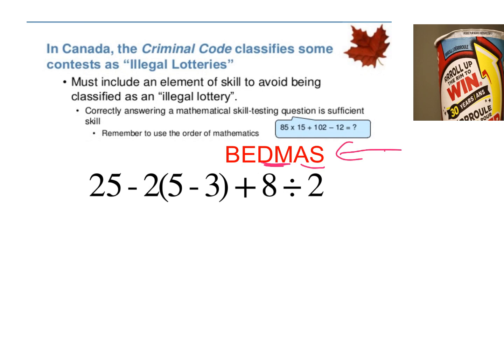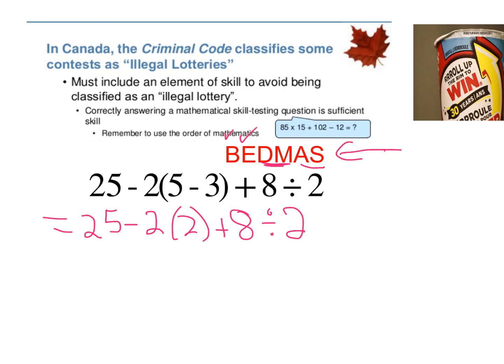So in this question, we have 25 minus 2 times the bracket. And we're going to do the bracket first, so 5 minus 3 is 2. It's really important to do these questions one step at a time. If you try to do it all together, that's when you can make a BEDMAS error. And so now we're going to look for exponents. We don't have any exponents. So B is checked off, E is checked off.